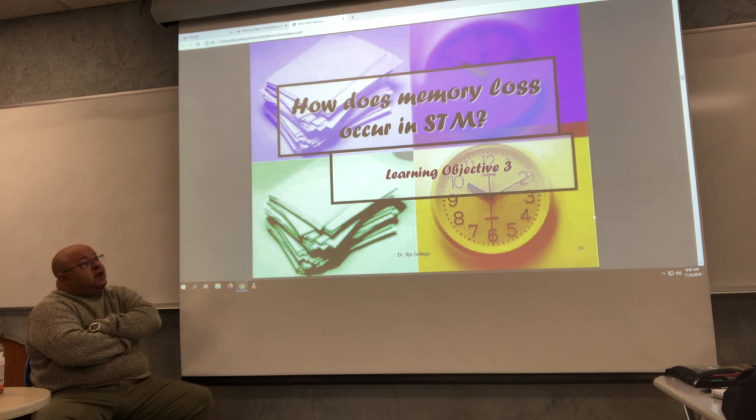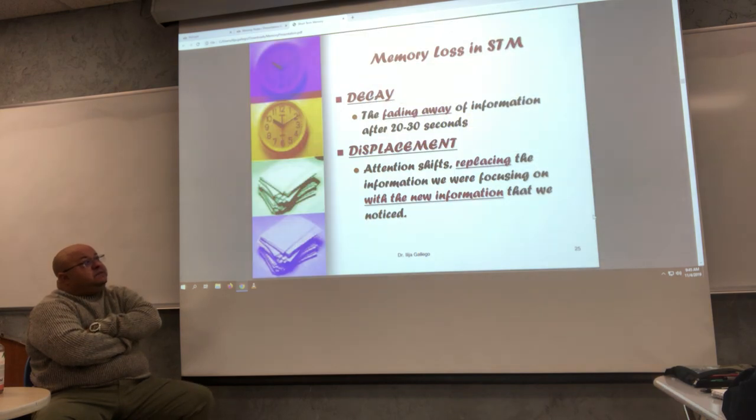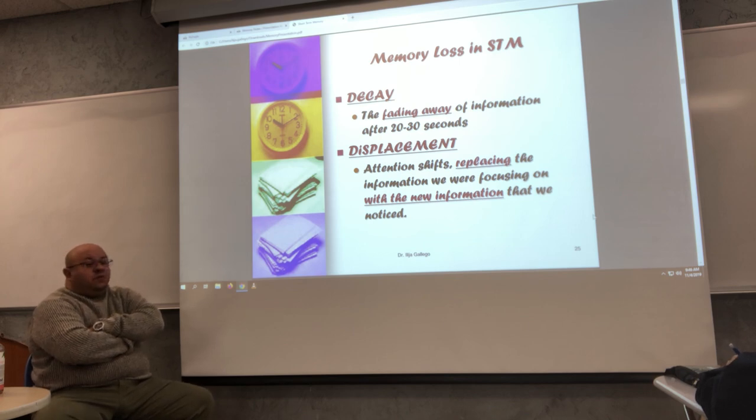All right, so how does memory loss occur in short-term memory? Same two processes, decay and displacement. Decay means that it fades away after the 20 or 30 second interval that it usually stays in our memory. And then displacement means that when our attention shifts, the information in our short-term memory is replaced. So this is called displacement, and it basically means that new information comes in and takes the place of what we were paying attention to. So in other words, we pay attention to something else.